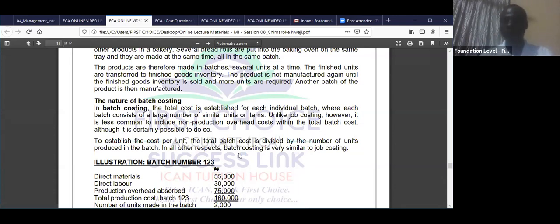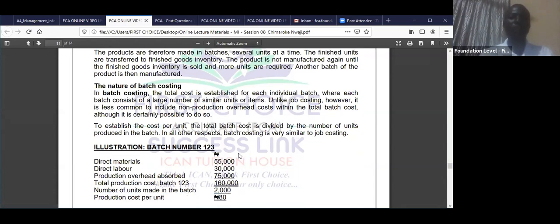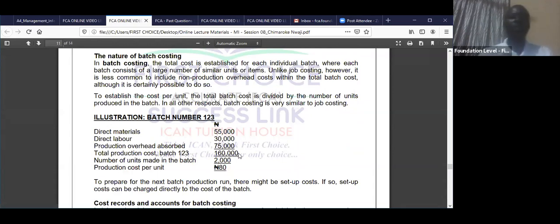Then you divide the total cost for making the batch by the number of units in the batch. That is the way to get your production cost per unit. Let's look at an example. Look at batch number 1, 2, 3. So you see, this is a batch costing. You see batch number 1, 2, 3.